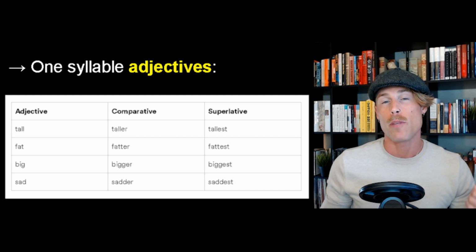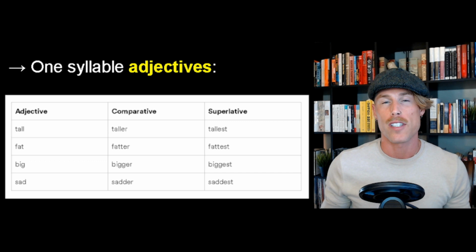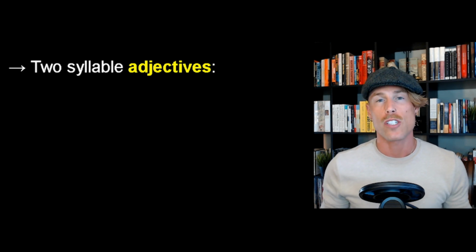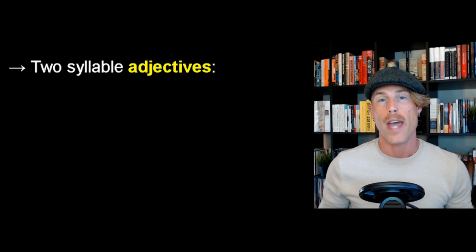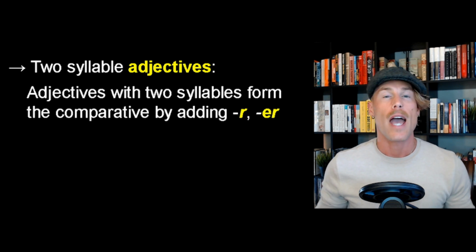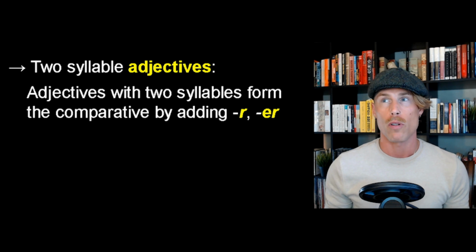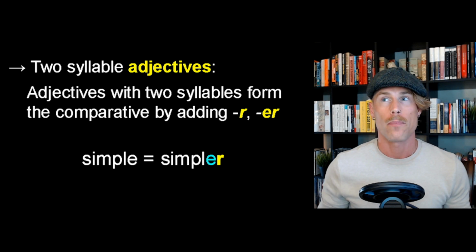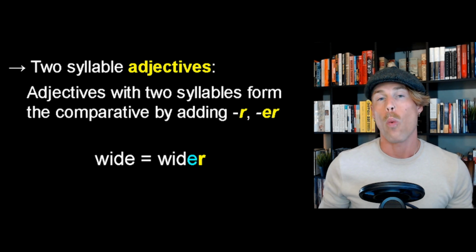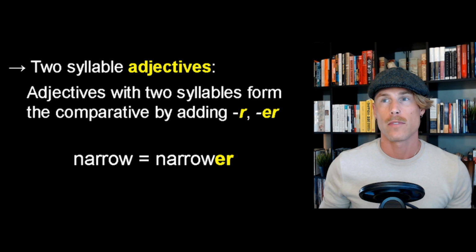Okay, you can pause the video if you need more time to look at the spelling. Now let's talk about two-syllable adjectives. Adjectives with two syllables form the comparative by adding R, ER: simple, simpler; wide, wider; narrow, narrower.